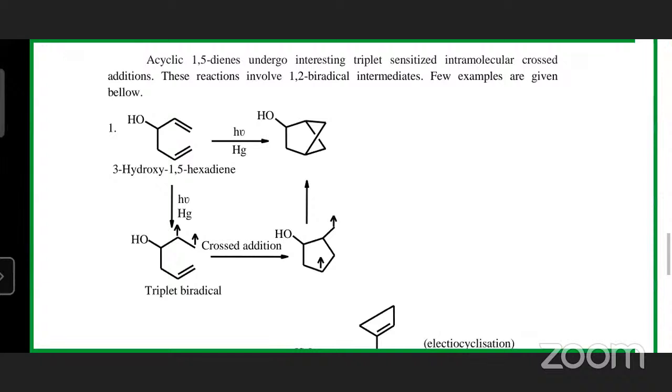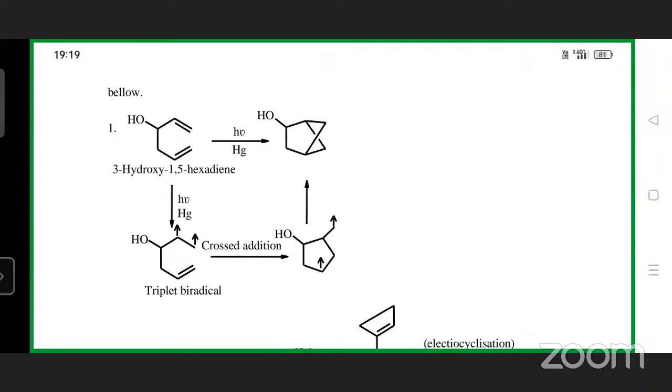This is the realization reaction. Okay, here is the tradition.